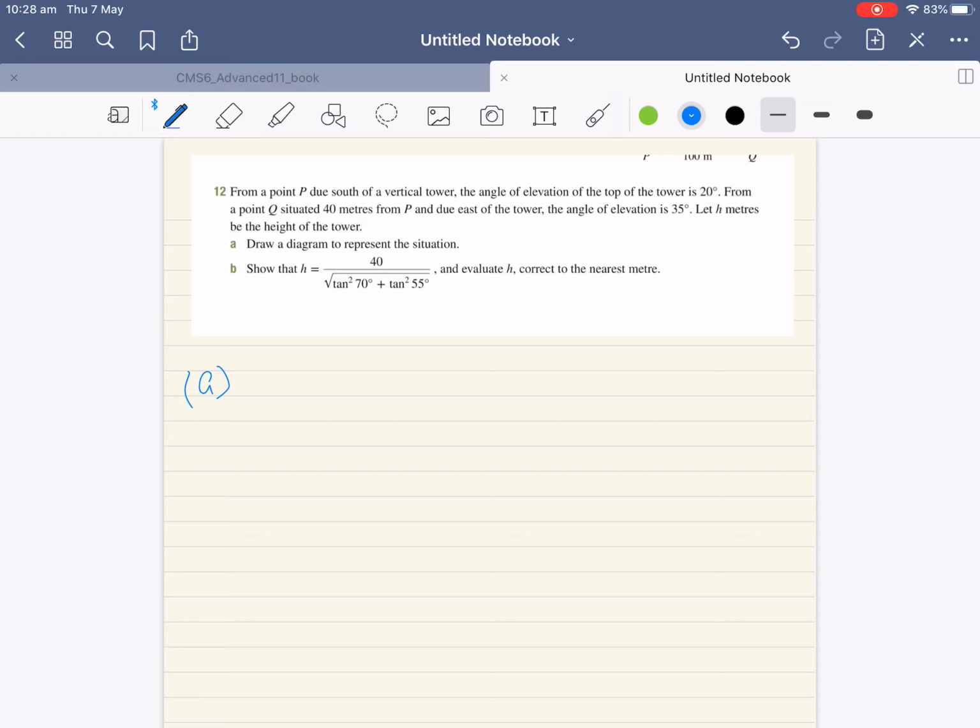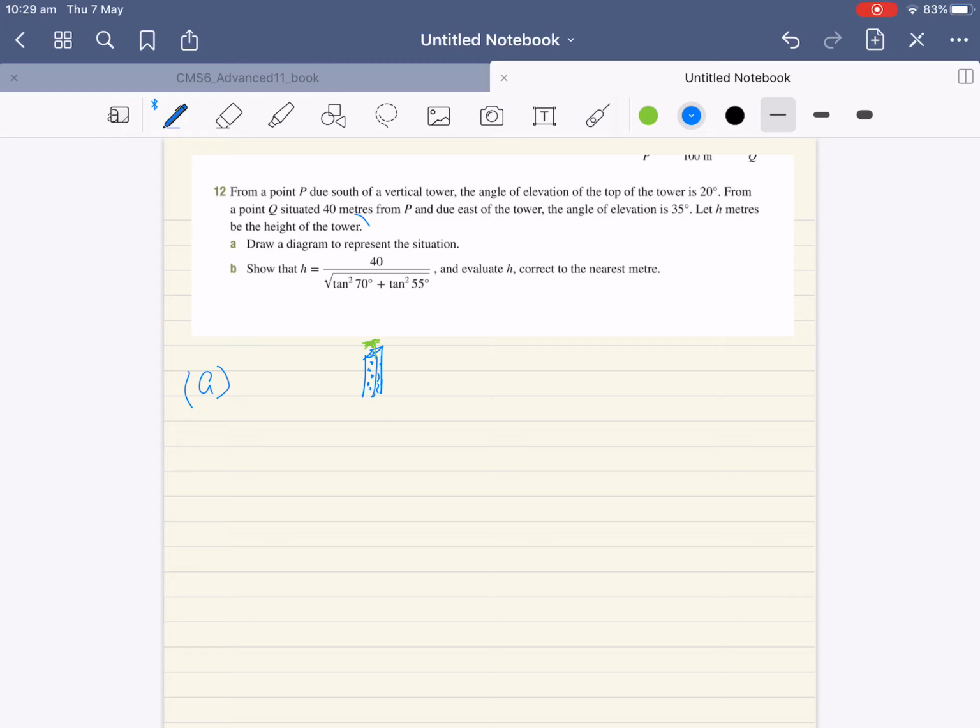All right, so point P is due south of the vertical tower. All right, let's start with our tower. Okay, here we go. Here we have tower. Actually, it's 3-dimensional trig. I'll make it 3-dimensional. Okay, here's our tower. And we can have like a palm tree up the top. All right, so there's our vertical tower. Point P is due south of it. And you've got, okay, Q is due east.